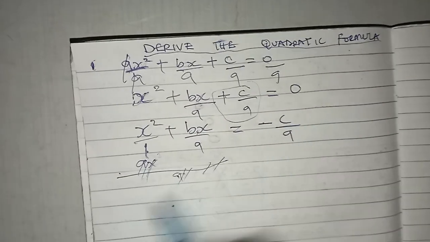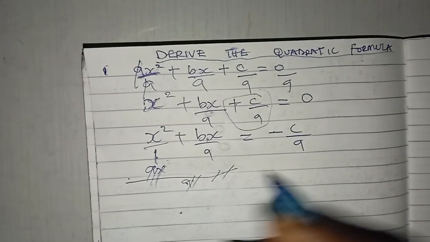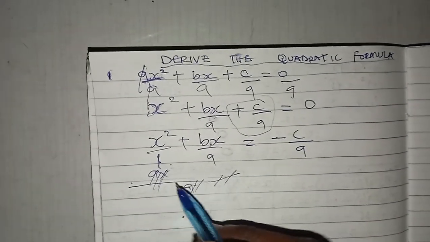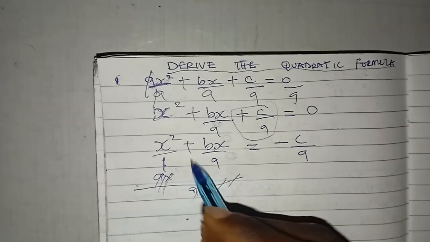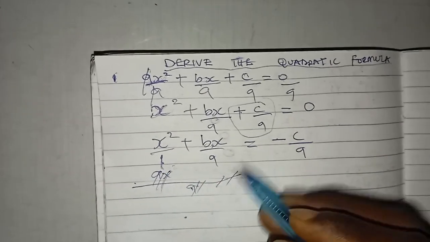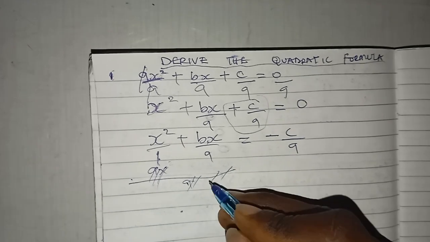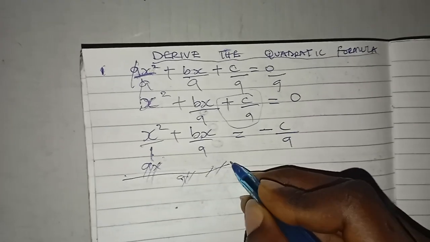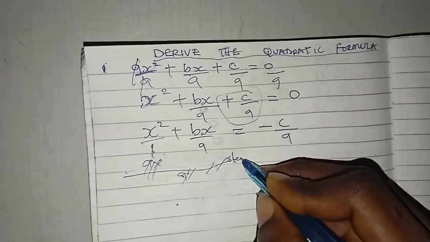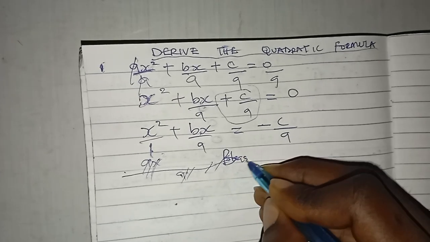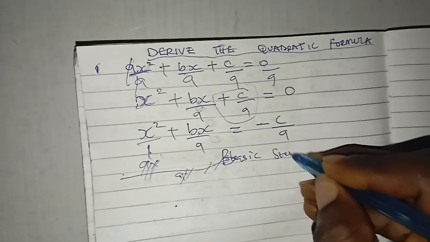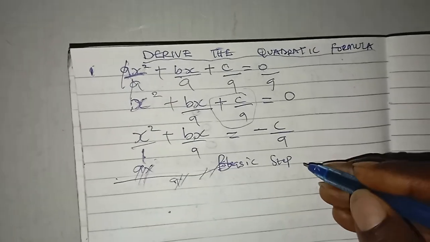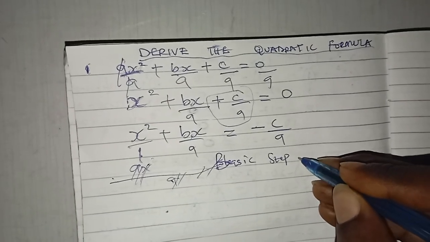That is why I like to try everything. It's not like we are storing knowledge, but trying to work with what is already established. So I will not go back to taking LCM. Rather, what I will now employ at this point is the second step, the basic step, which is the step of completing the square.